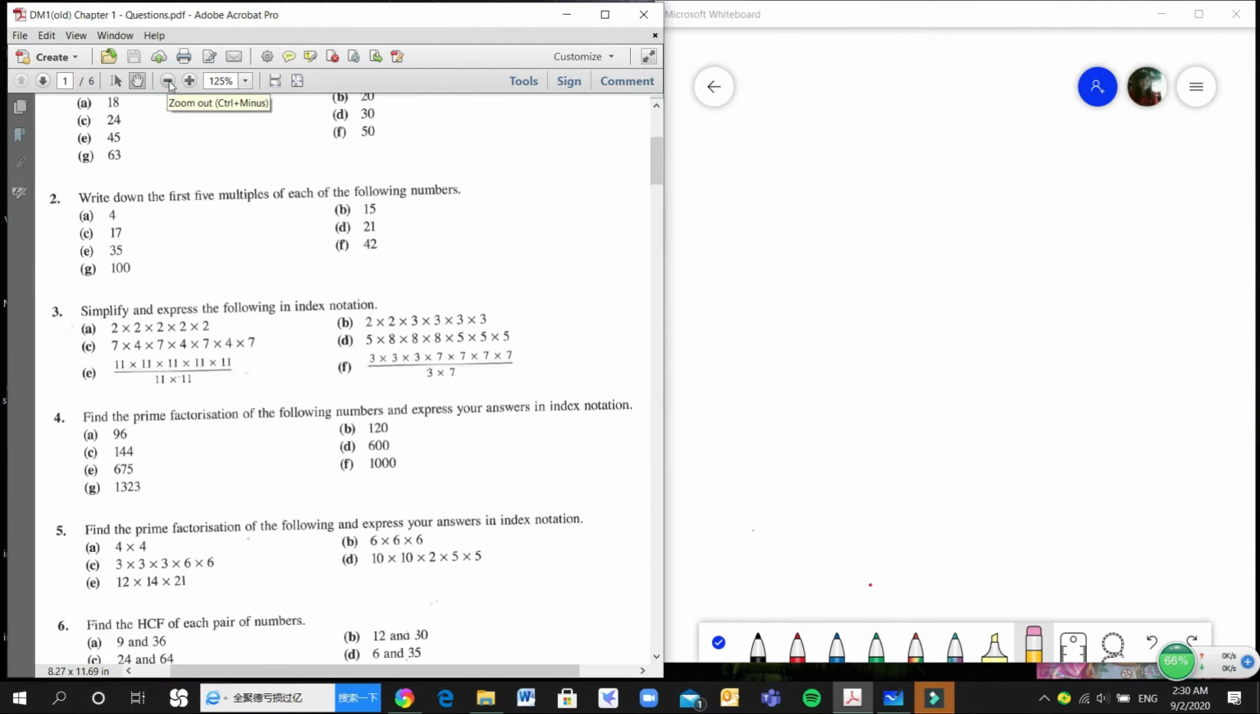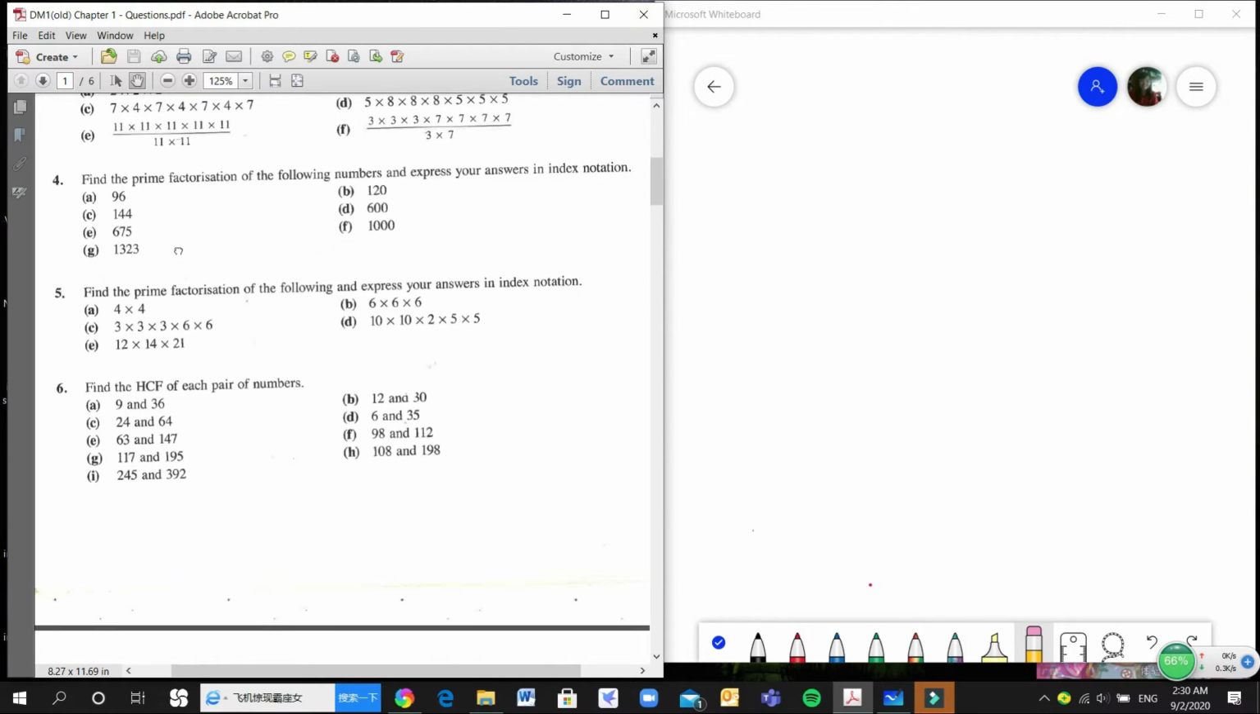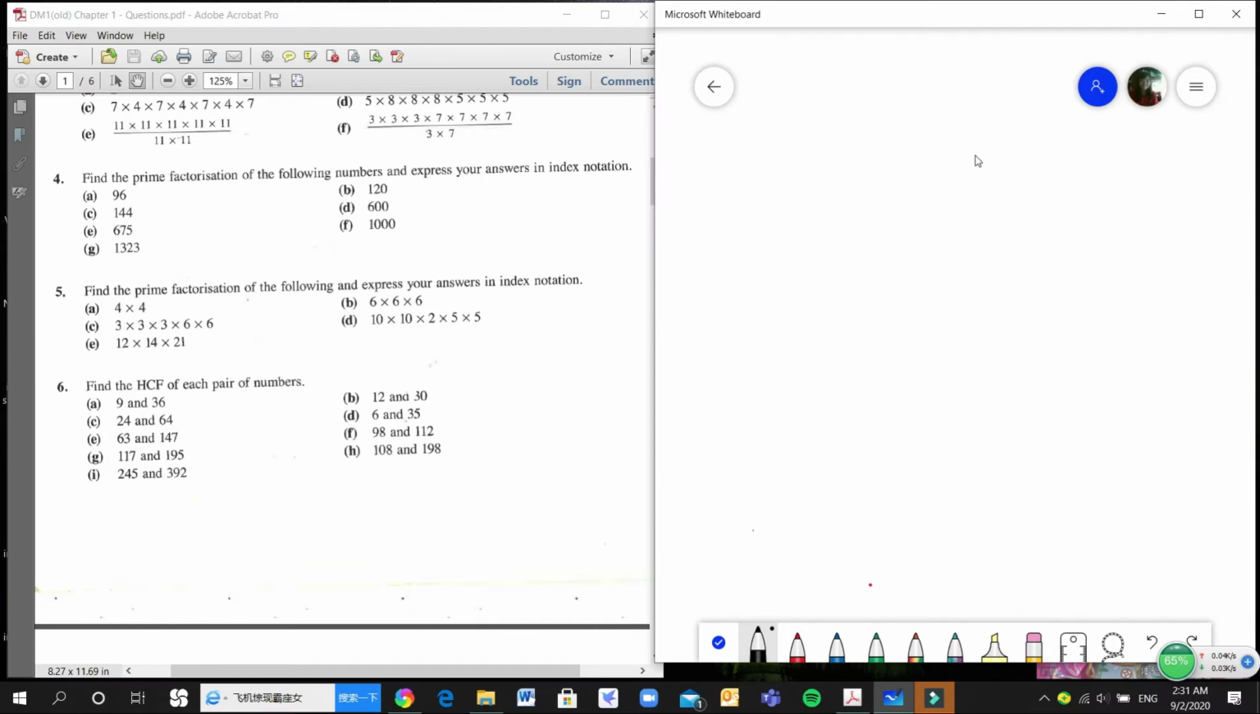Let me make it smaller. Okay. They ask you to find the prime factorization of the following number and then write your answer in index notation. So the best way is, I need to know this 96 can be divided by what number? And then I must use prime numbers. A prime number is a number that can only be divided by 1 and itself.